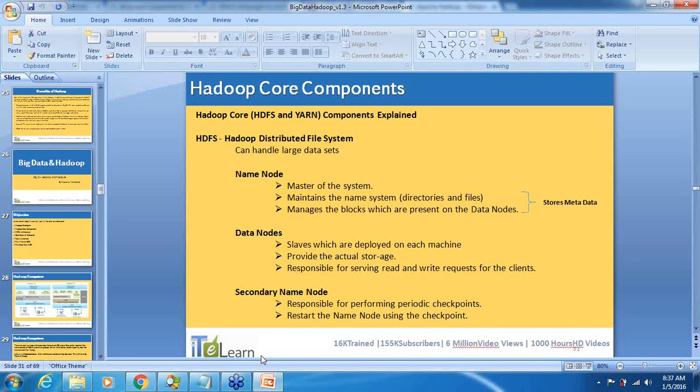Where, because I don't know Java, I should not learn big data. It is not a language constraint. It all depends on which domain you are coming from. If you're coming from a programming background, yes, with the help of Java or .NET, you should be good at writing MapReduce.